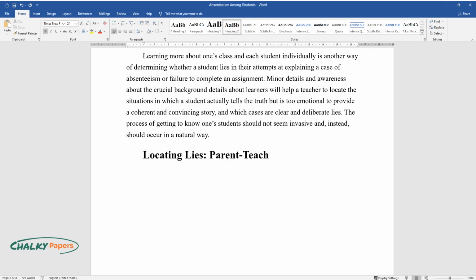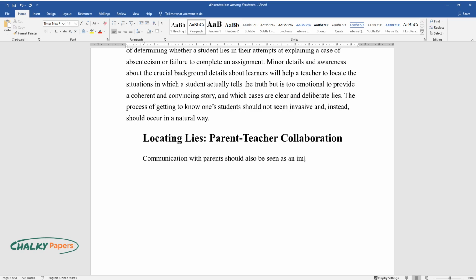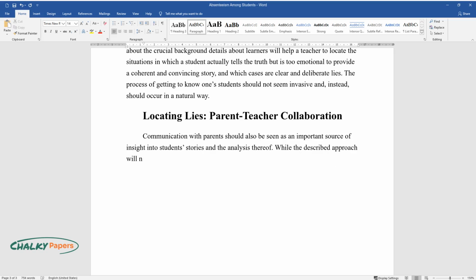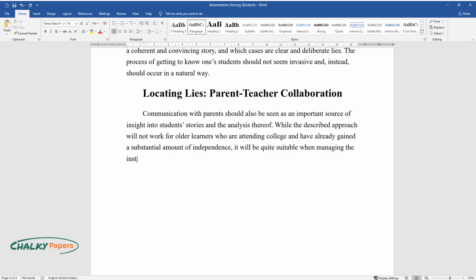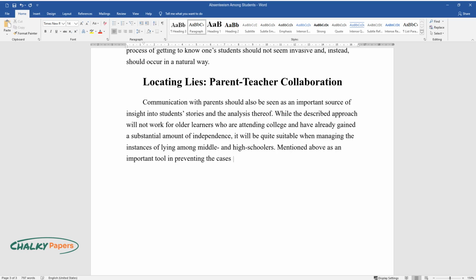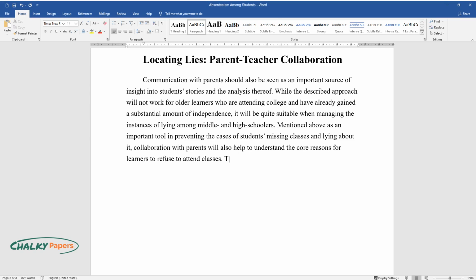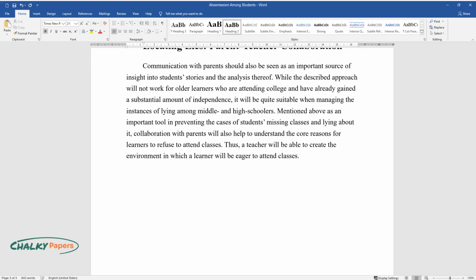Locating lies, parent-teacher collaboration. Communication with parents should also be seen as an important source of insight into student stories and the analysis thereof. While the described approach will not work for older learners who are attending college and have already gained a substantial amount of independence, it will be quite suitable when managing the instances of lying among middle and high schoolers. Mentioned above as an important tool in preventing the cases of students missing classes and lying about it, collaboration with parents will also help to understand the core reasons for learners to refuse to attend classes. Thus, a teacher will be able to create the environment in which a learner will be eager to attend classes.